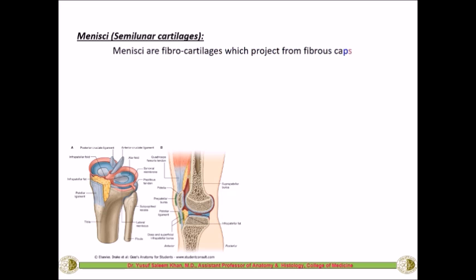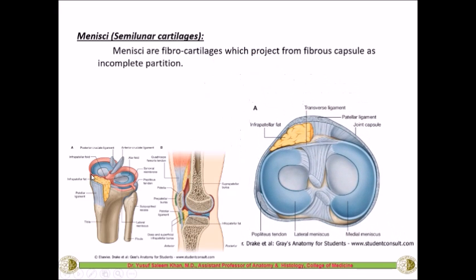Coming to the menisci, these are semilunar cartilages you have already seen here. So these are the two fibrocartilaginous structures which are present within the cavity of this synovial joint, that is the knee joint. Menisci are fibrocartilaginous structures which project from the fibrous capsule as incomplete partitions. If you can see here, they are not complete. They don't totally divide the whole cavity into two, but they incompletely divide the cavity of the knee joint into an upper half as well as a lower half.